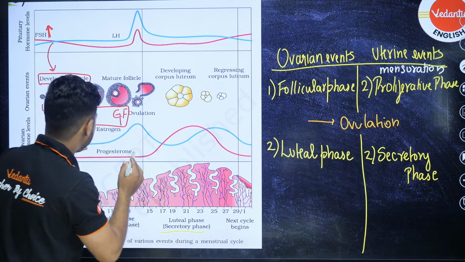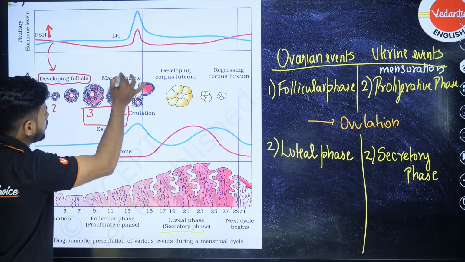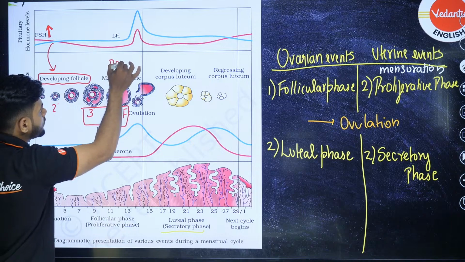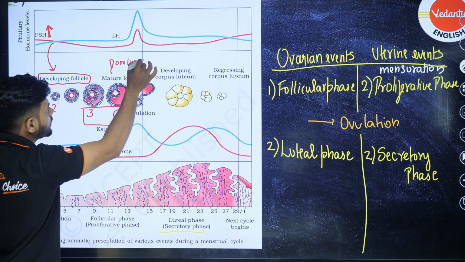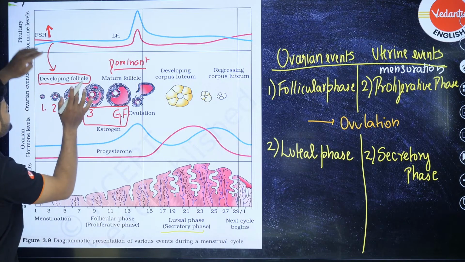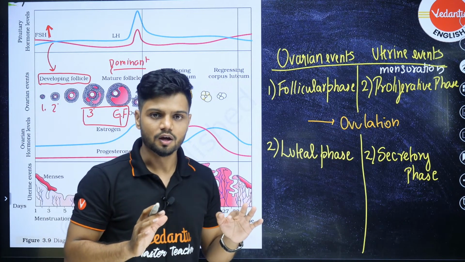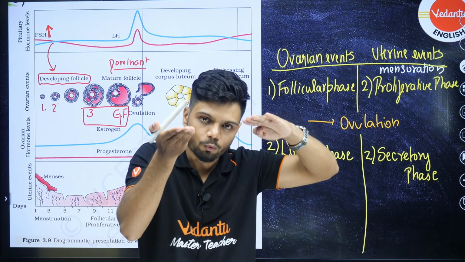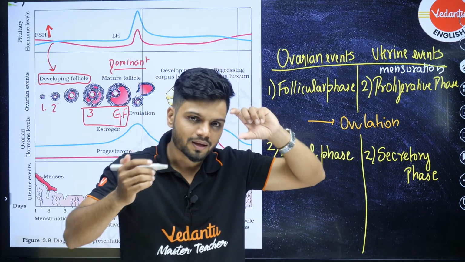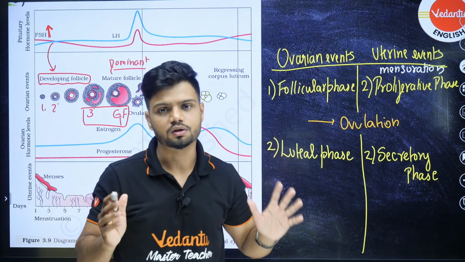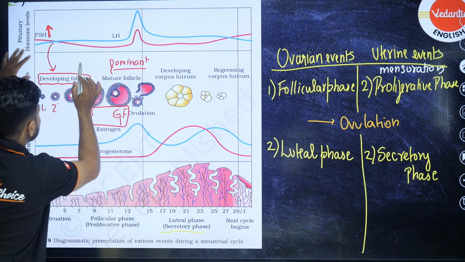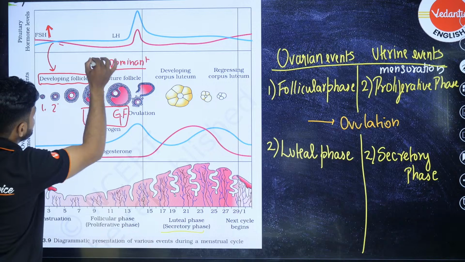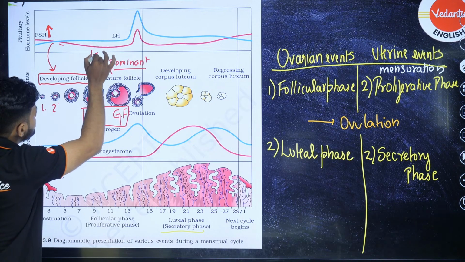So once there is a formation of the dominant follicle, is there any requirement of FSH now? Tell me. Follicular stimulating hormone is stimulating the development of follicles. Now, once there is a dominant follicle, is there a requirement of FSH? No. Can you see now? There's a decrease in the level of FSH here.